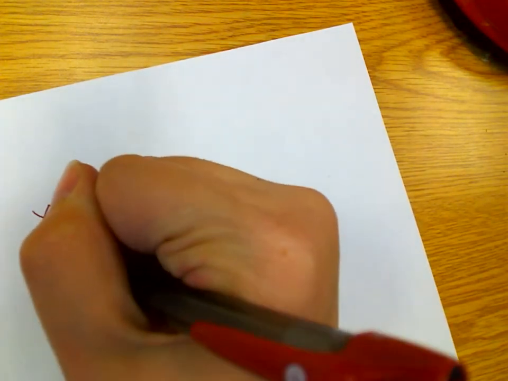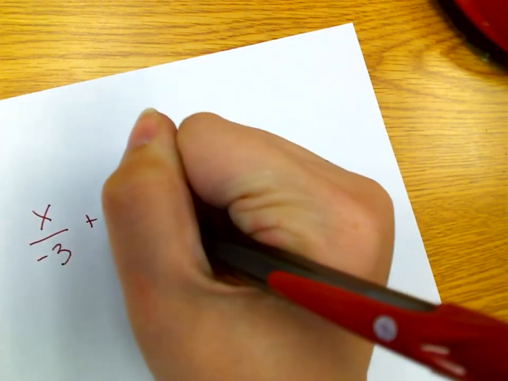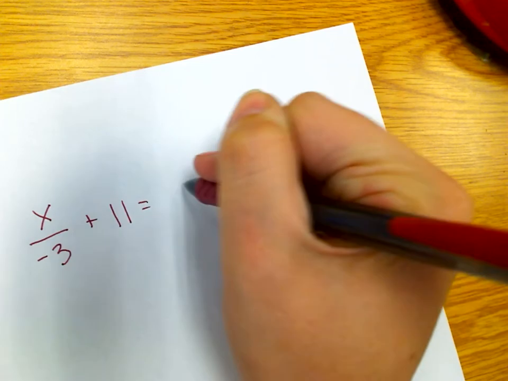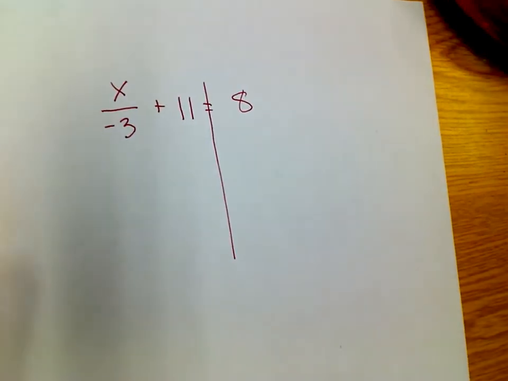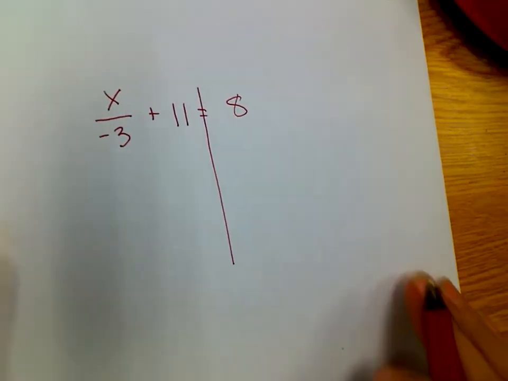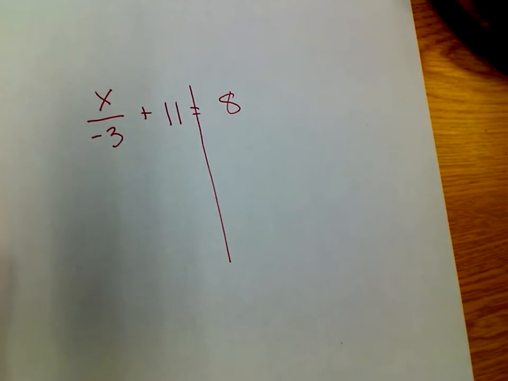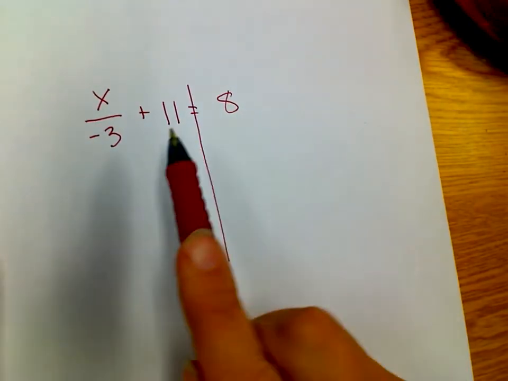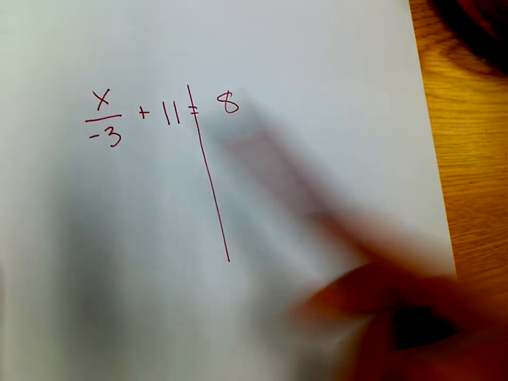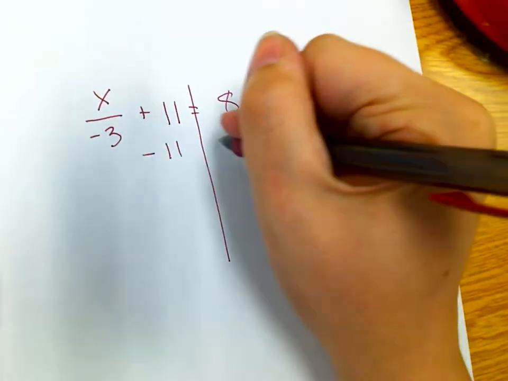We're going to do x over negative 3 plus 11 equals 8. Okay, so to do this, I got to get rid of this 11. So it's saying adding 11, so to do that, I'm going to subtract 11. Go ahead and write it over here.